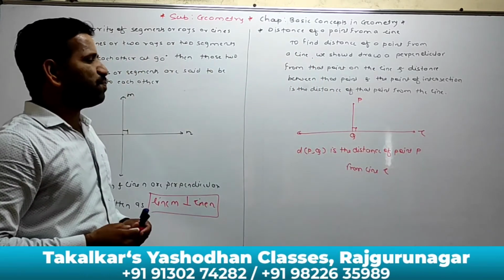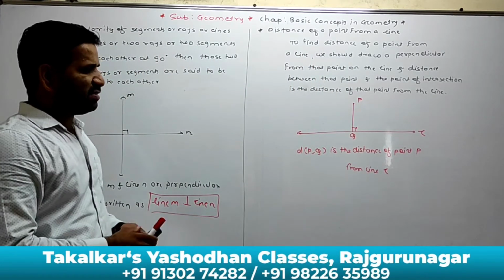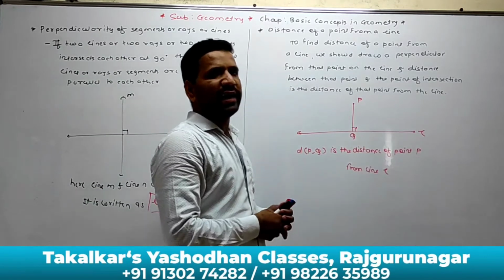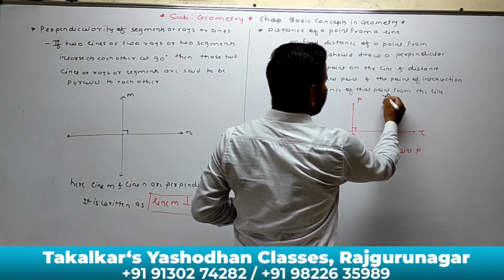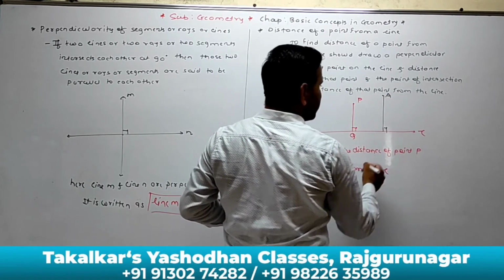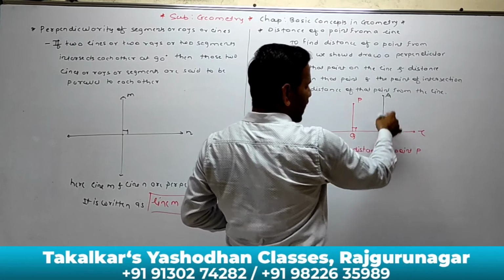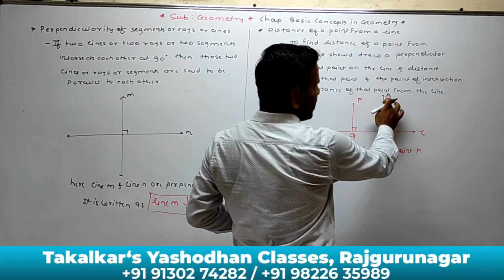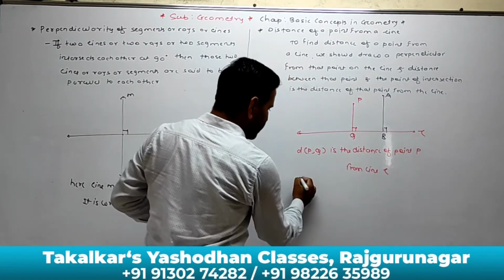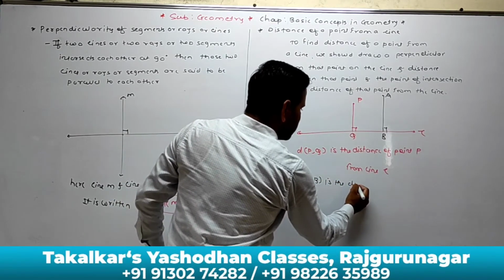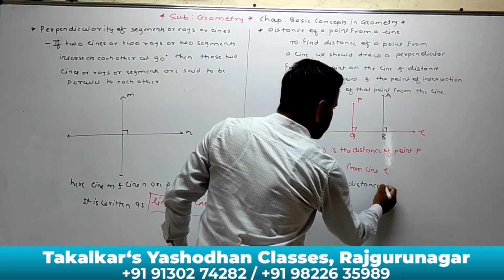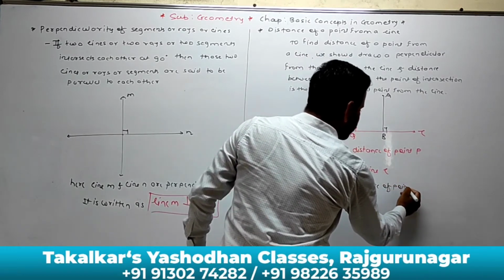म्हणजे डिस्टन्स PQ हे पॉइंट P चं लाईन L पासूनचं डिस्टन्स आहे. असं कोणताही कुठेही पॉइंट असेल, सपोज तुम्हाला A चा डिस्टन्स काढायचा तर A मधनं इथे परपेंडिक्युलर ड्रॉ करावं लागेल. मग डिस्टन्स AB is the distance of point A from line L.